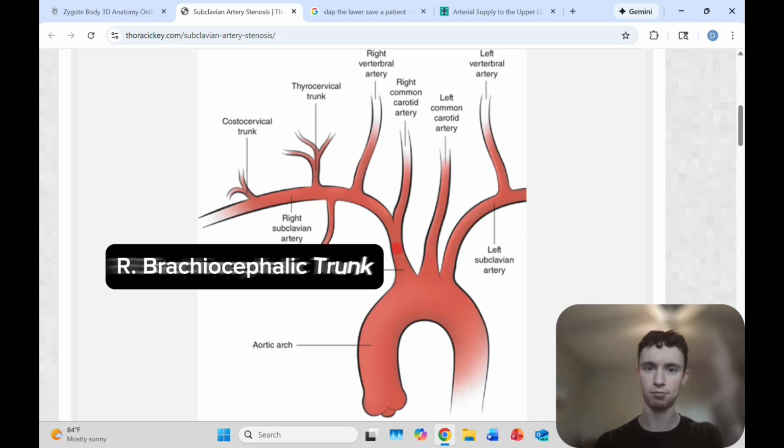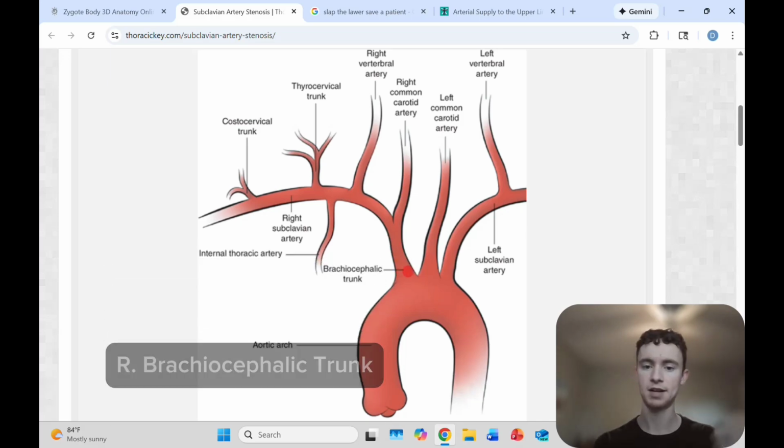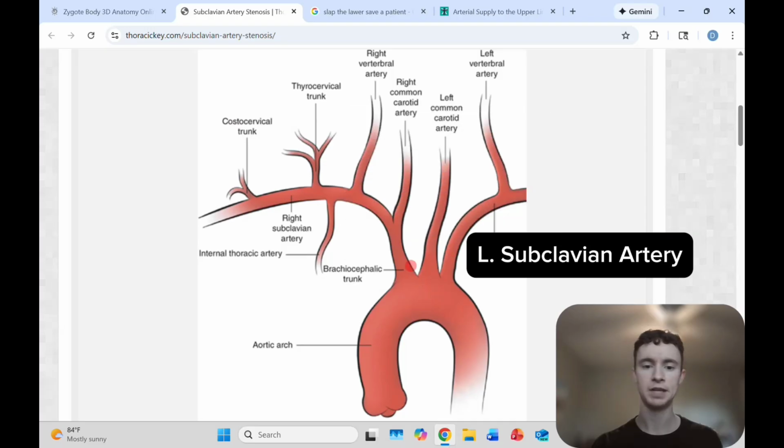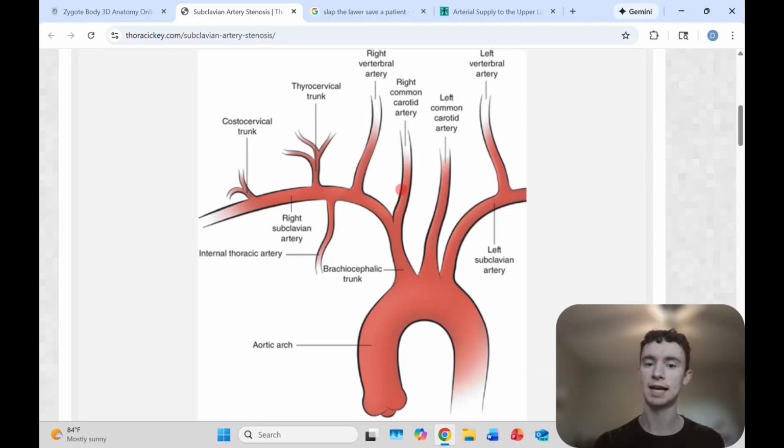So it has the right brachiocephalic trunk, depicted right here. It has the left common carotid artery, and then the left subclavian artery. The brachiocephalic trunk actually has the common carotid and the subclavian combined into one trunk. That's why it's called a brachiocephalic trunk. So we'll go off the right side just for our purposes here.